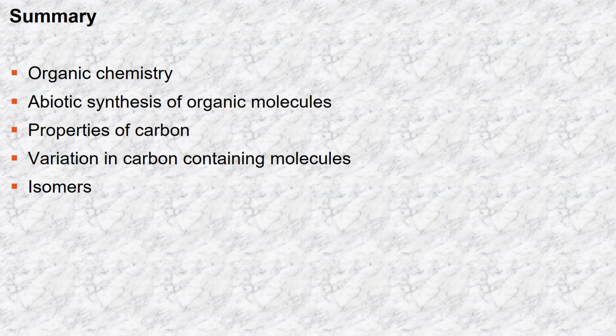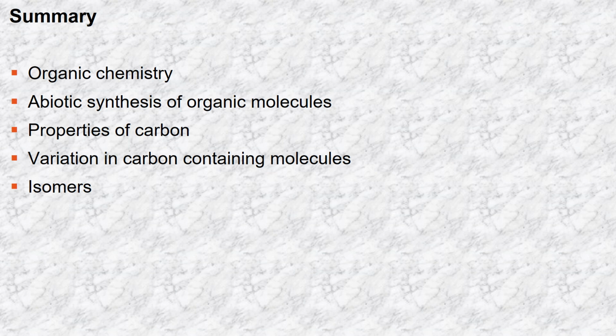Right, so this is really just a summary. I introduced organic chemistry, organic compounds, Stanley Miller's experiments, and the properties of carbon. We did a little reminder of that with electron distribution and how many bonds carbon can form in its tetrahedral shape. And also the variation in carbon-containing molecules in terms of the skeleton, and isomers. That goes along with the variation.